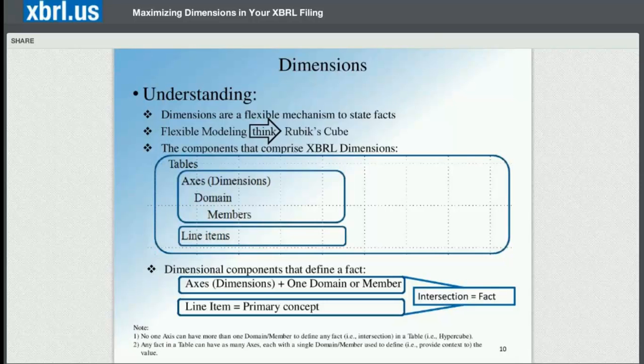These are arranged hierarchically in the presentation link base, but they are also arranged hierarchically in the definition link base, and that hierarchy is very important. A taxonomy, and I don't know if anyone's ever looked it up in the dictionary, but a taxonomy is a set of defined concepts arranged in a hierarchical structure. Without the hierarchical relationships in XBRL, a taxonomy is nothing more than a dictionary, a flat list of concepts or defined terms. It is the hierarchical relationships that create a taxonomy.